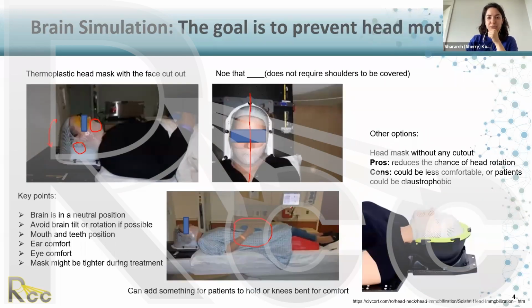Here's a quick question before we move on. Sorry, I'm going to go ahead and interrupt you for a second if you don't mind. You mentioned surface-guided radiotherapy. I'm wondering if you could name some advantages of it. They're asking in the chat if you could name some advantages of SGRT.